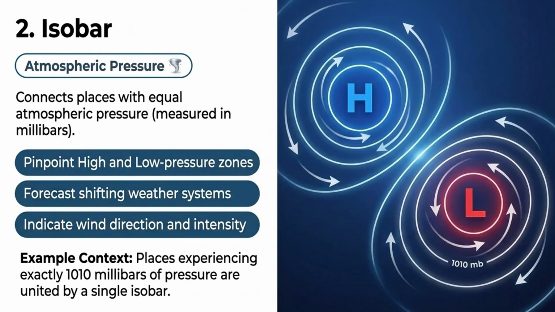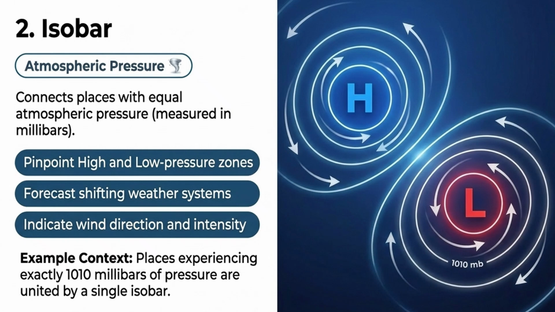The second type of isoline is isobar. An isobar is a line that connects places having the same atmospheric pressure. For example, if different places have an atmospheric pressure of 1010 millibars, they are connected by a single isobar. Look at the figure. The letter H represents a high pressure area while L represents a low pressure area.